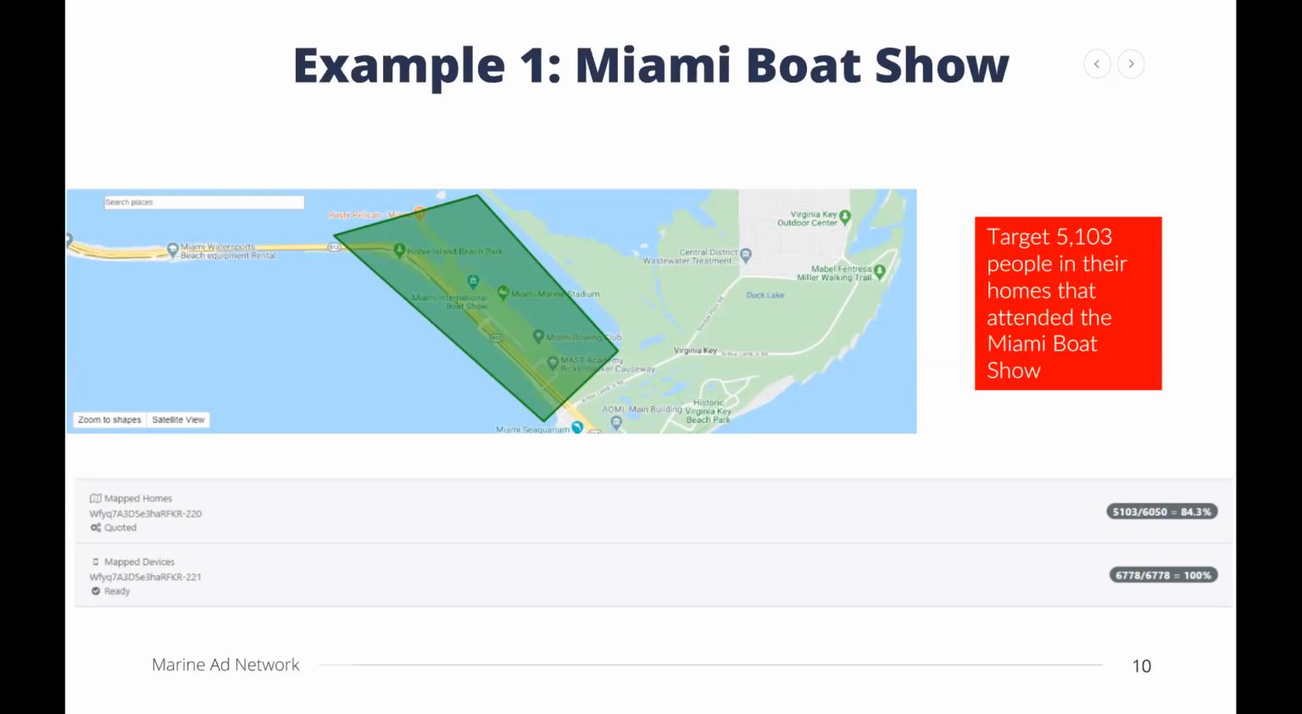And then what happens is, so now we have the devices. So now our system goes in and they try to correlate the home to that specific device. As you can see here, we have 5,103 matches to that. So we have 5,000 people's homes that we can directly target into the Wi-Fi of their house. So that's the match rate of that. Again, we can target the map device as well. And they don't necessarily have to be in their homes to do that. We can target them wherever they may be. All right, so that's one example.